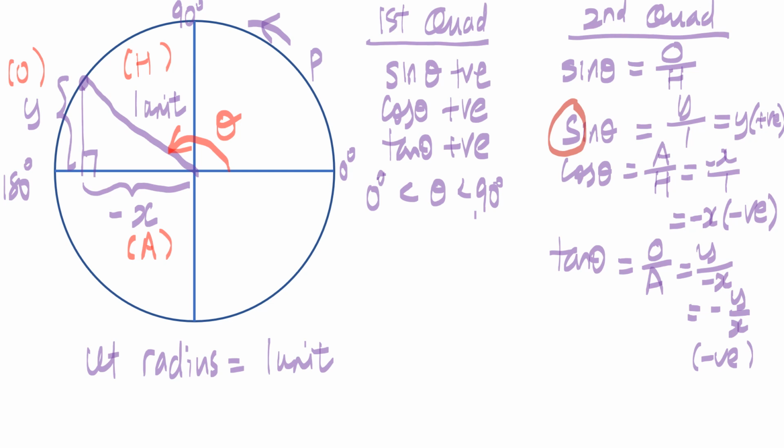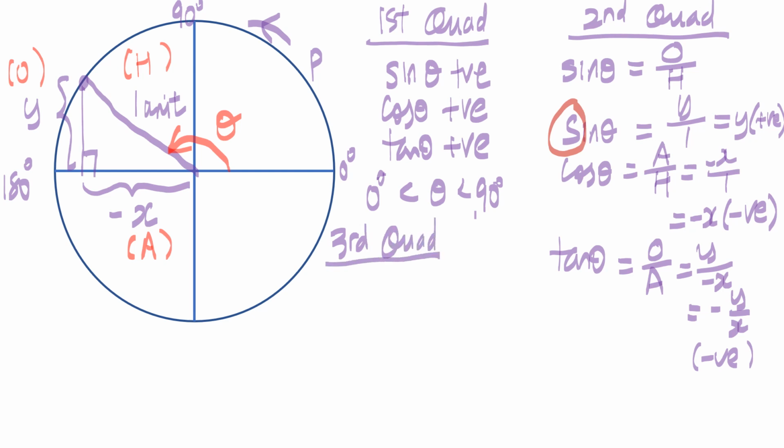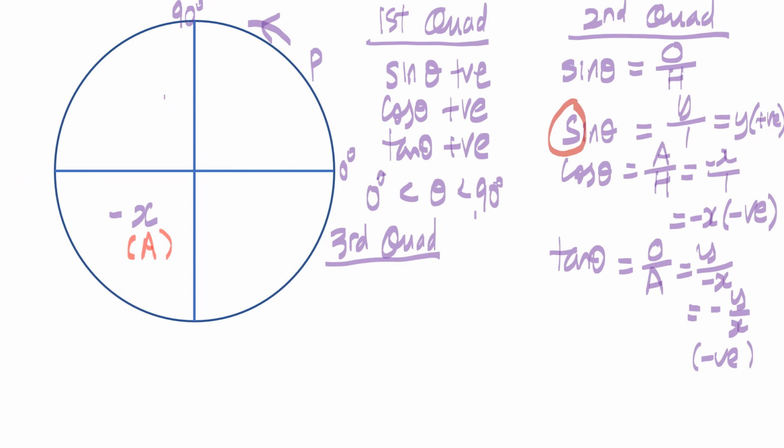Okay, now let's go on to the third quadrant. I need to erase this because I need more space. Let's go on to the third quadrant and see what happened. Okay, let's draw the diagram. So you have this little point here that travels to this third quadrant.